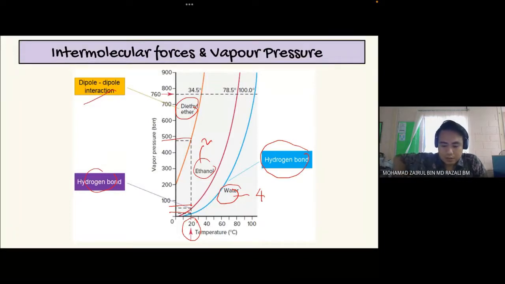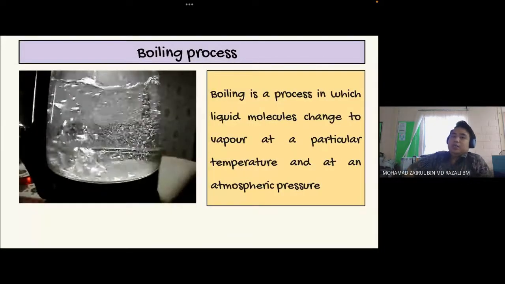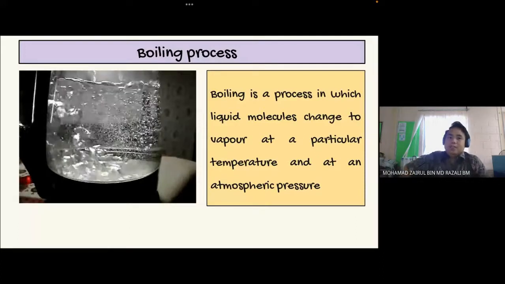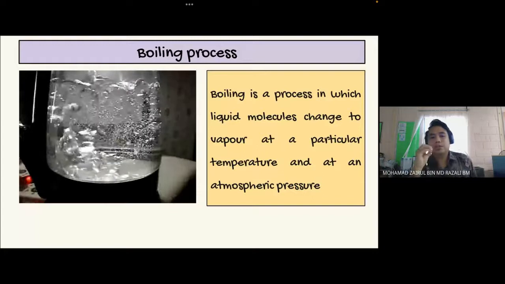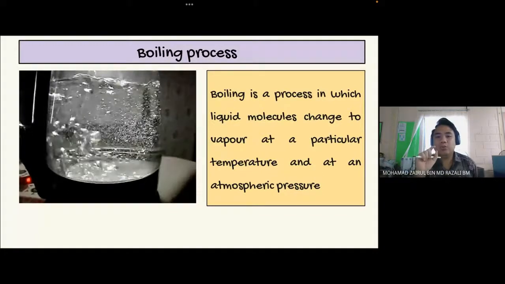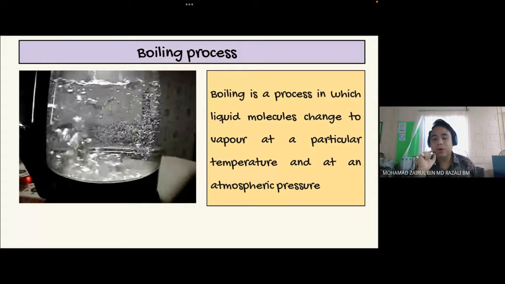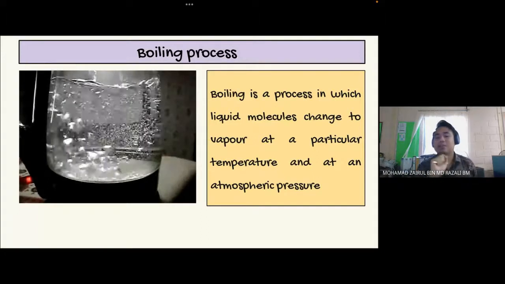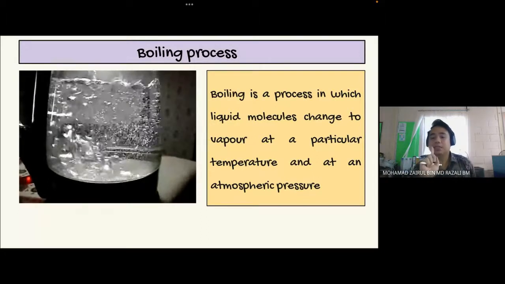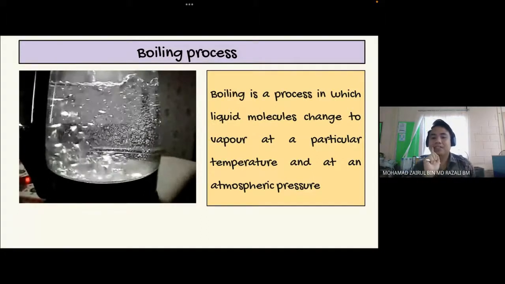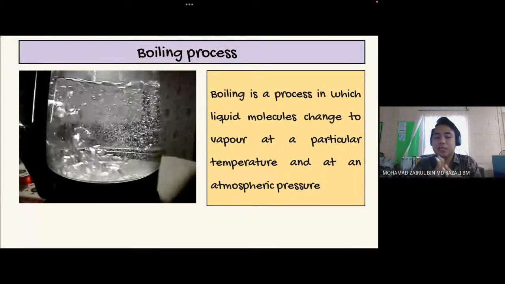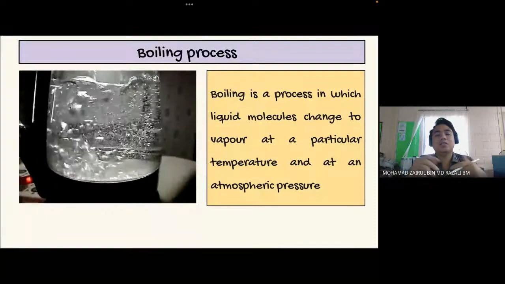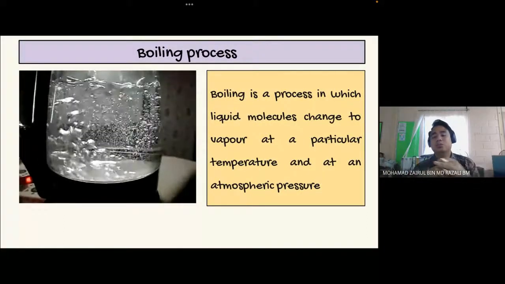Okay. So, now kita go to the boiling process. So basically the boiling process is a process in which the liquid molecule change to a vapor. Maknanya dia sama macam vaporization process. Cuma beza dia at the particular temperature and at atmospheric pressure. Vaporization process tadi saya cakap dia boleh berlaku at any temperature.